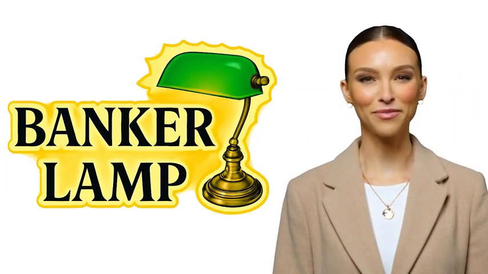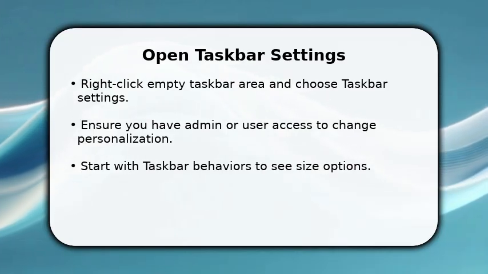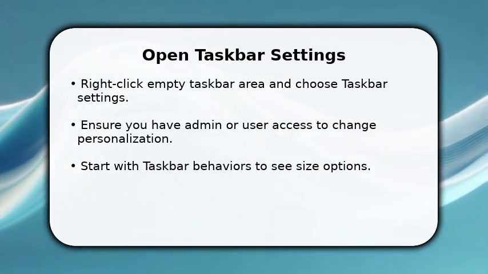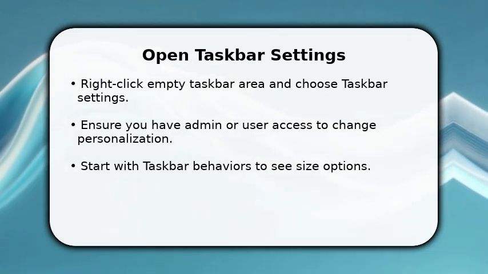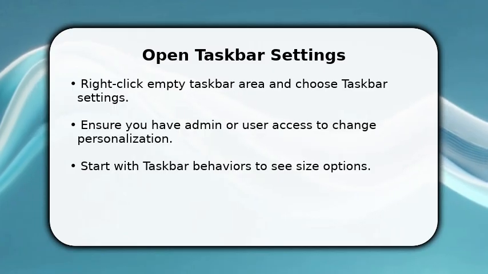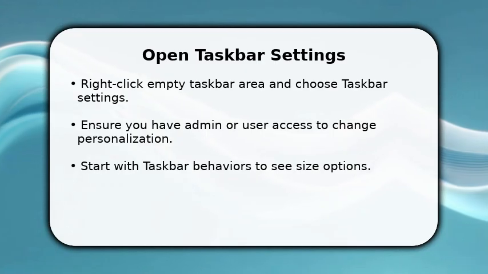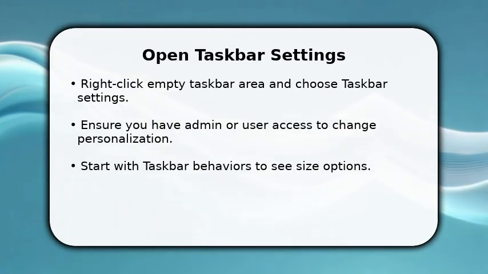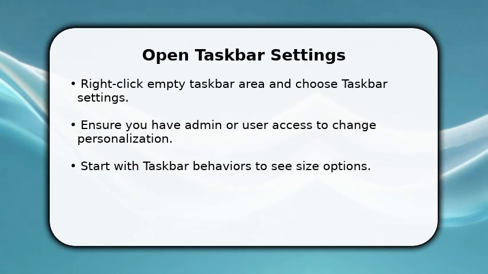Please enjoy the video. You'll begin by opening Taskbar settings so you can change icon size and layout. Right-click an empty area on the taskbar, select Taskbar settings, and the Settings app opens. Once done, make sure you're in the Personalization taskbar section. You need no extra software. Windows provides the controls. You should also confirm your display scaling and resolution are standard, since scaling affects icon appearance.